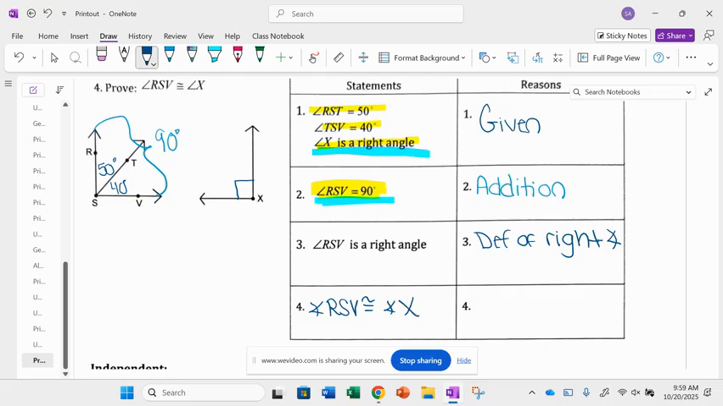Now, I am not able to say definition of congruent angles. I'm not able to say that because the definition of congruent angles is two angles that have the same measure. But in my proof, I only wrote one measurement. So I didn't say two measurements. But I did declare them both as right angles. Wasn't there a theorem about right angles? What did that theorem say? Right angles are congruent. So that's what we're going to write as our reason here. Right angles are congruent.